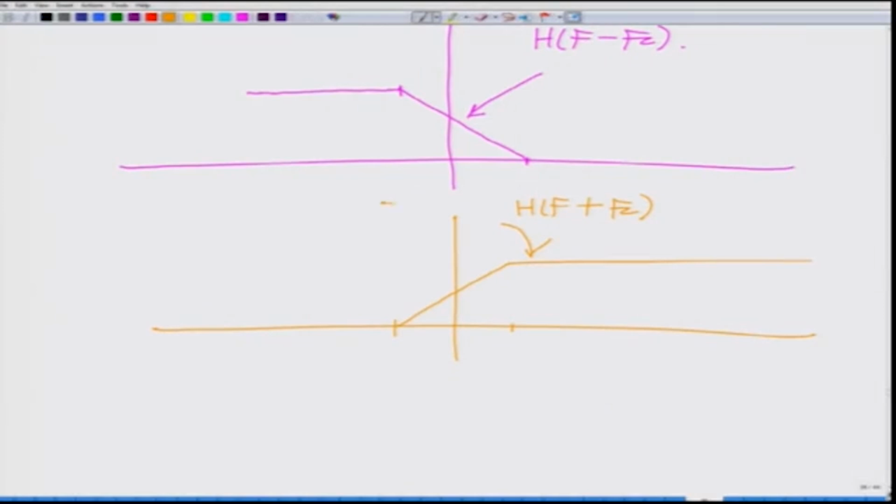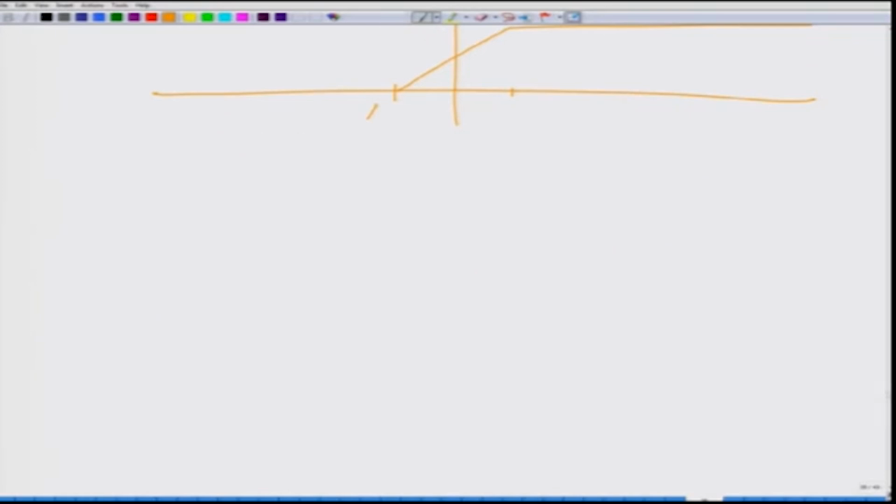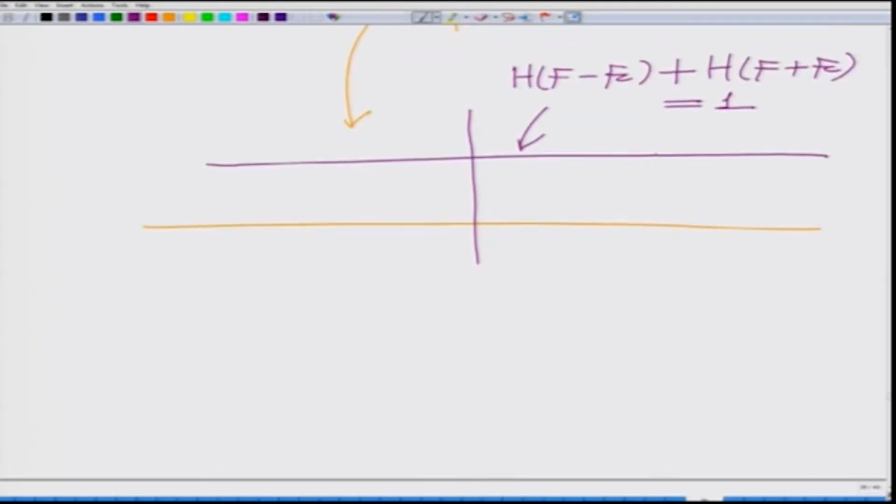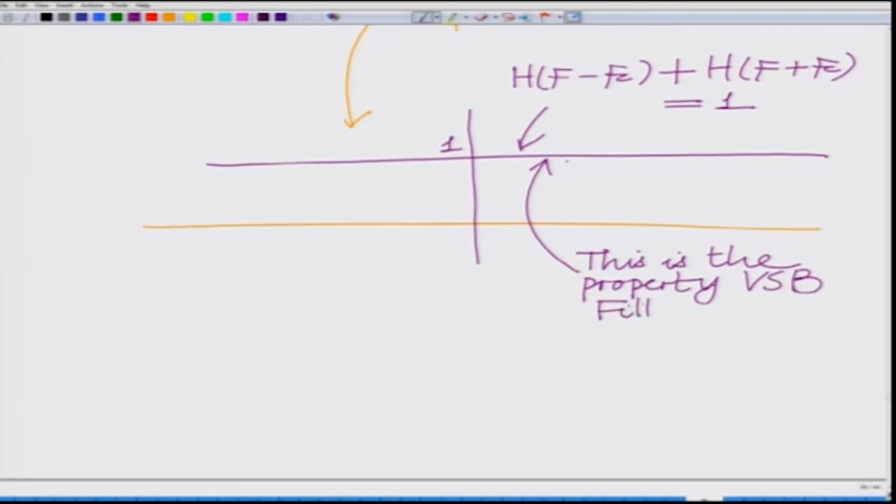Now, when you add these two, that is H(f minus fc) plus H(f plus fc), the VSB filter must satisfy the property that when you add these two, you should get unity, that is H(f minus fc) plus H(f plus fc) equal to 1. So, this is the property that the VSB filter must satisfy.